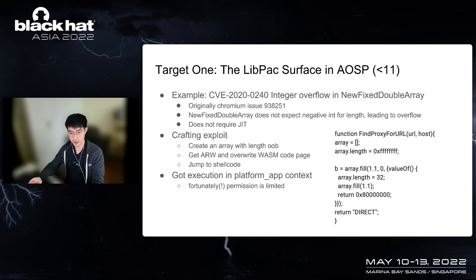So to craft an exploit in the PAC processor, we can create an array with an out-of-bounds length so that we can use it to get an arbitrary read-write. And finally, we overwrite the WebAssembly code page to write our shellcode in the code page and finally jump to the shellcode to get code execution. The detail of the bug is not going to be elaborated here, and if you're interested, you can consult the original issue.